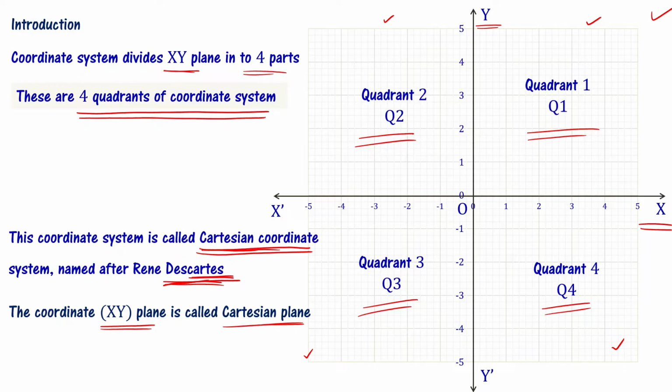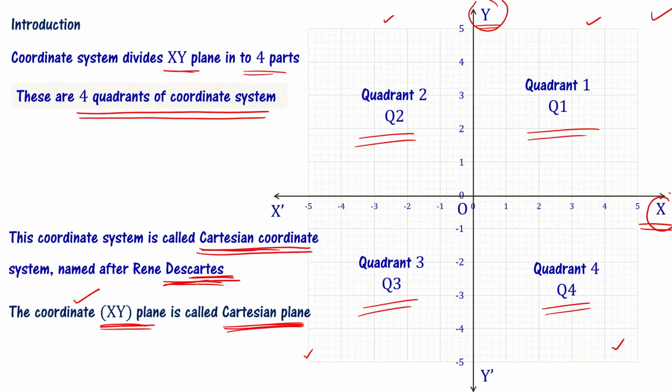One is x axis and other one is y axis. We are naming like that. Generally in maths we use x axis, y axis. So we can call this an XY plane also, right? Or otherwise you can call this coordinate plane. That plane is called Cartesian plane.